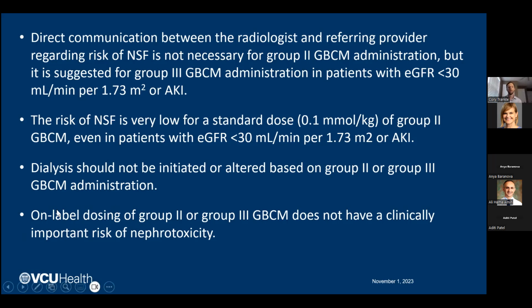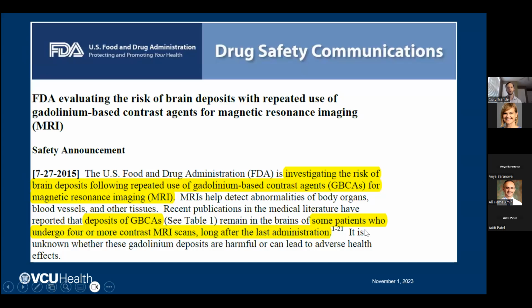The on-label dosing of group 2 or group 3 contrast agents does not have a clinically important risk of nephrotoxicity, so it doesn't directly cause AKI, as has been implicated, maybe controversially, with the iodinated contrast agents. So that's the renal dysfunction and NSF issues.